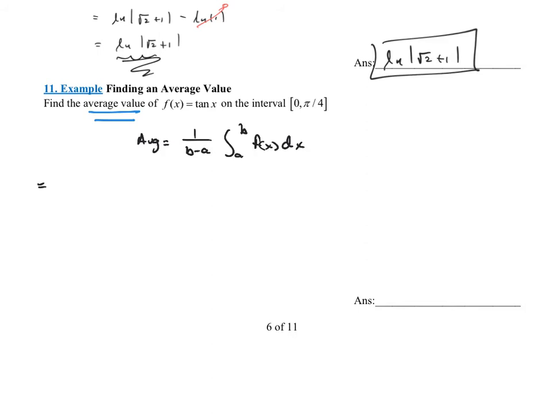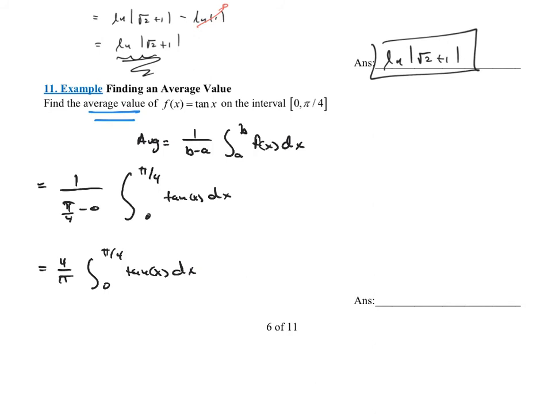So in this case, it's going to be 1 over pi over 4 minus 0 times the integral from 0 to pi over 4 of tangent of x dx. Okay, so that's 1 over pi over 4. 1 over pi over 4 is the same thing as 4 over pi if you invert, right? So that'd be 4 over pi times the integral from 0 to pi over 4 of tangent of x dx.